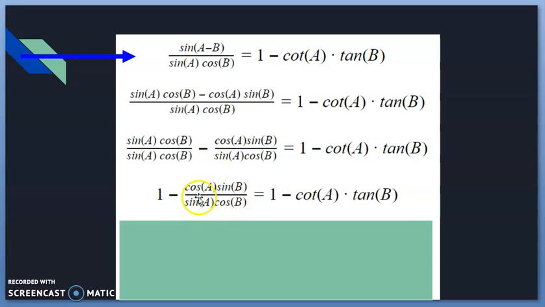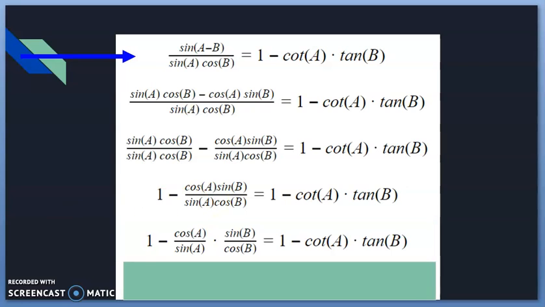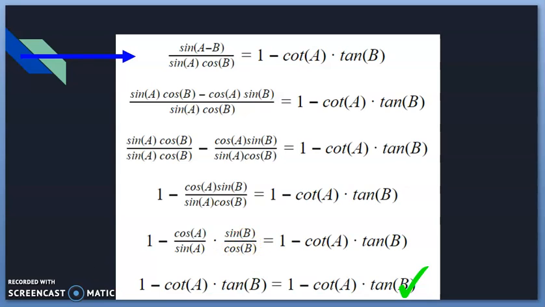Now this is written as two fractions that were multiplied together, and we can actually break these apart in order to find identities that work with it. Well, in this case, we have 1 minus the cosine of a over sine a, and we're putting these two together because they both have a in them, and sine b over cosine b. And we're going to multiply those together. So if you recall, the cosine of a over sine a makes cotangent a, and the sine of b over the cosine of b makes tangent b. We have now verified this identity.